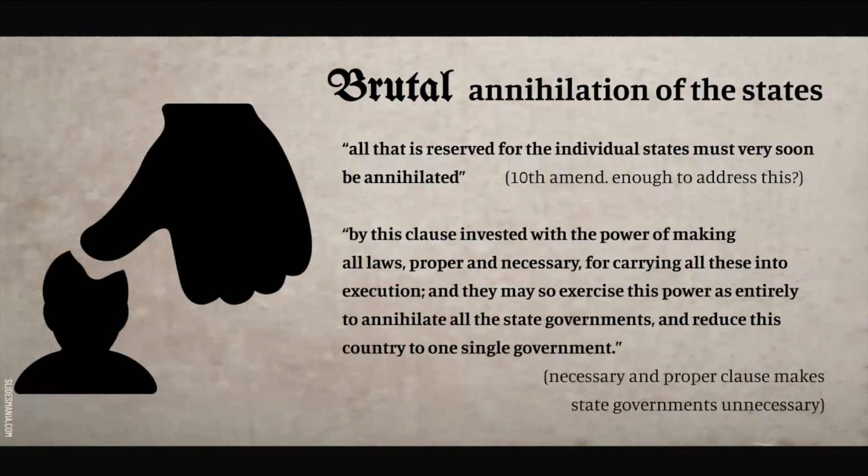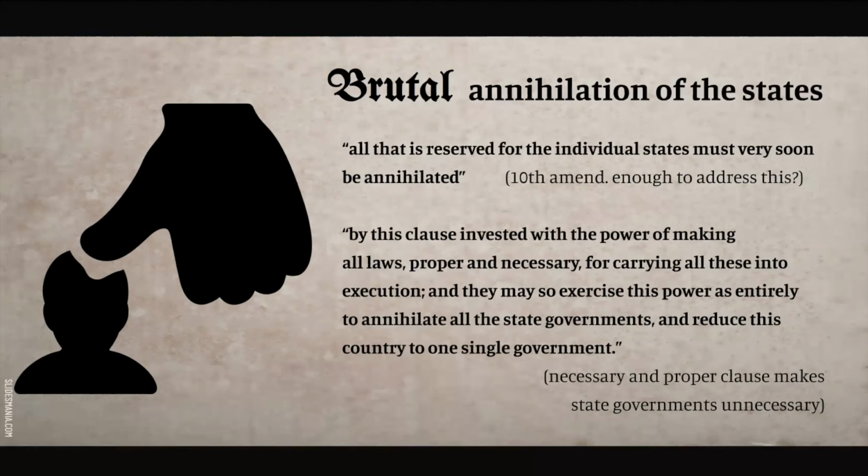Brutus ultimately argued that this central government was going to crush the beloved states that had so recently been sovereign under the Articles of Confederation, writing, "All that is reserved for the individual states must very soon be annihilated." The 10th Amendment came along. Was it enough to really put to rest these fears?